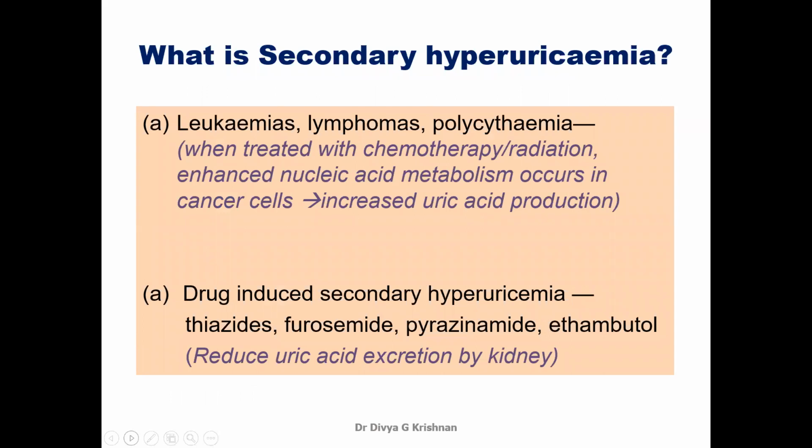Now, let us have a look at something called secondary hyperuricemia. Secondary hyperuricemia can result from diseases like leukemia, lymphomas, and polycythemia when they are treated with chemotherapy or radiation. Whenever leukemias or lymphomas are treated with chemotherapy, it causes enhanced nucleic acid metabolism in the cancer cells, which leads to increased uric acid production. Some drugs like the thiazides, furosemide, pyrazinamide, and ethambutol can also cause secondary hyperuricemia.